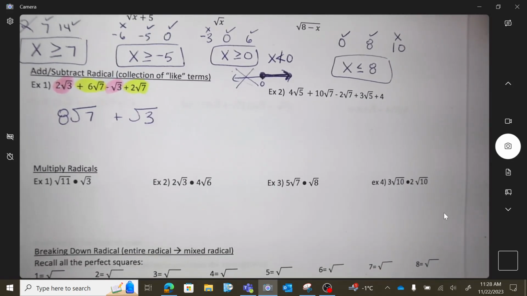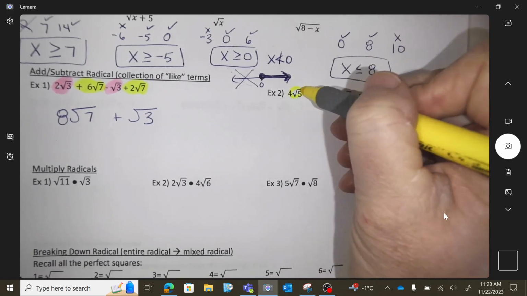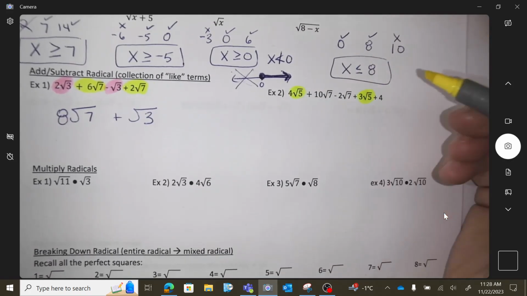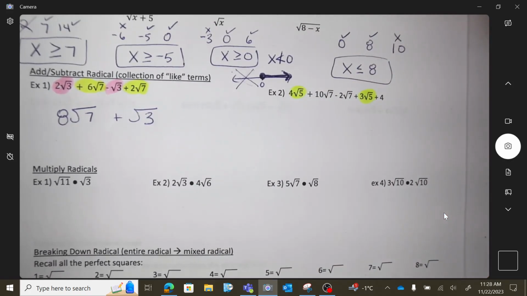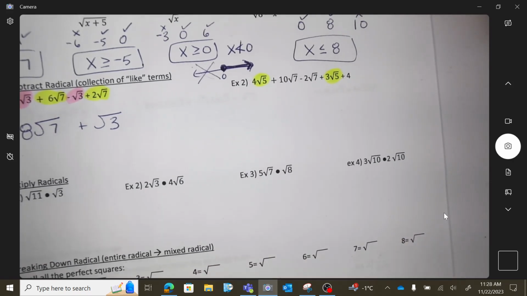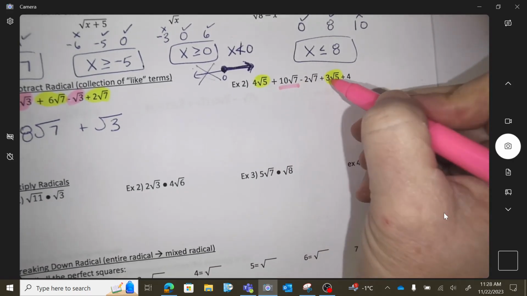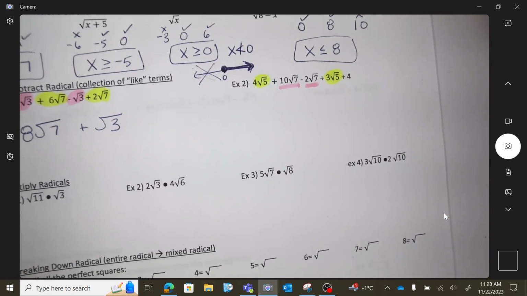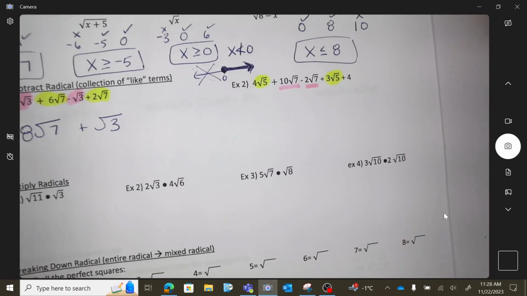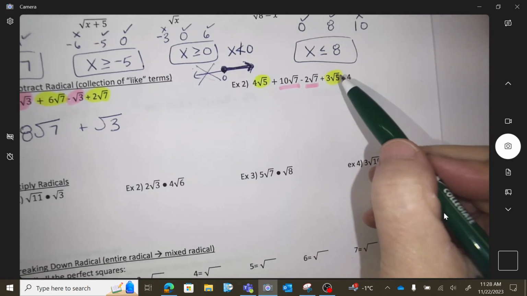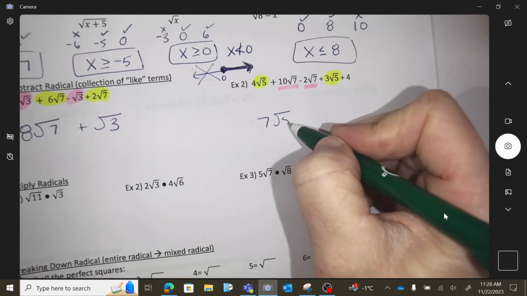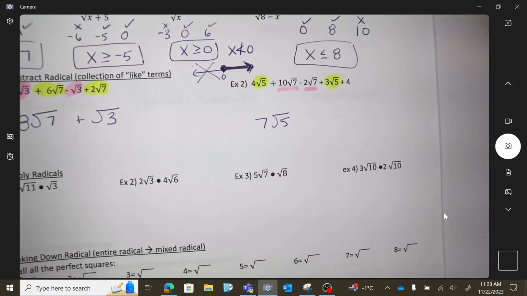Okay, so same thing here. I'm going to look for similar terms. There's some root 5's and more root 5's to go together. And I see some root 7's and more root 7's, so they can be combined together. So how many root 5's do I have altogether? 4 and 3. So I have 7 of them.